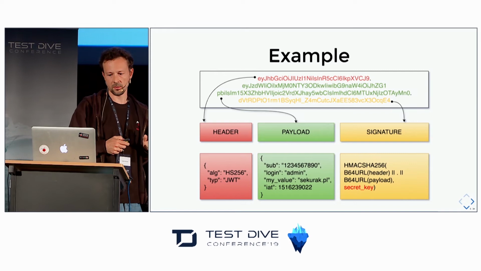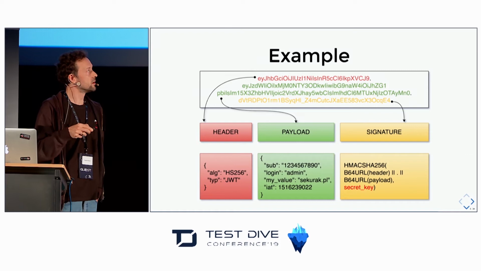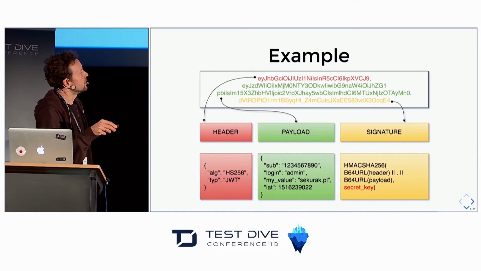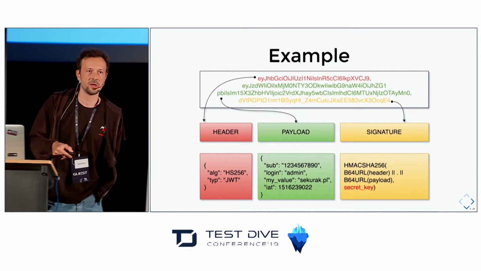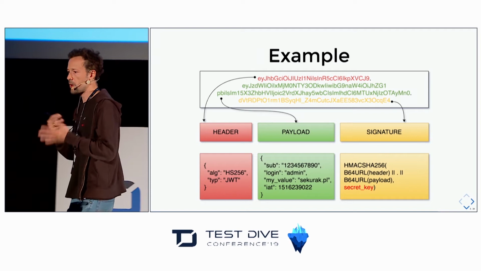So if we intercept this token and we modify, for example, this login to superadmin, we must somehow modify this signature. How can we do this? Of course, we can change this stuff, we can change this stuff. And how to calculate the signature? We need the header, we have the header. We need the payload, we have the payload, but we don't have the secret key. So we just can't recalculate this signature. And a whole bunch of attacks targeting JSON Web Tokens are breaking the signature. So let's see how it works.